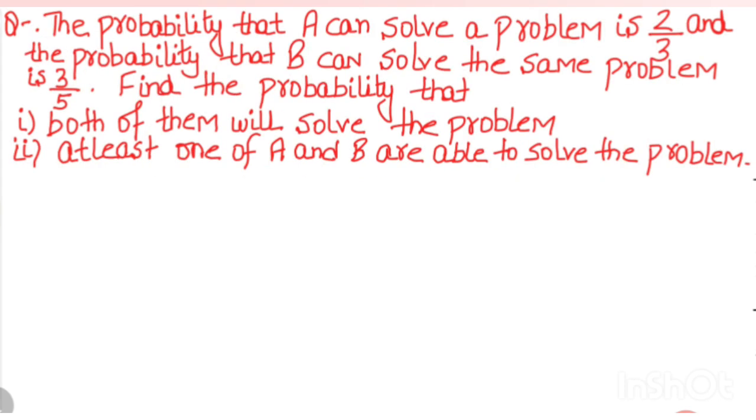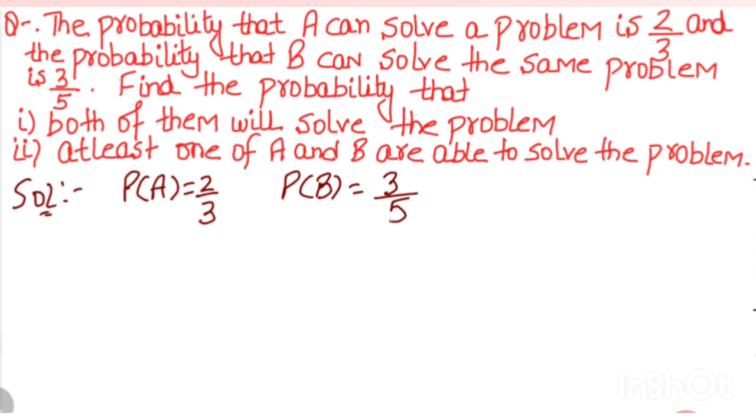Okay. Now example, the probability that A can solve a problem is 2 by 3 and that B can solve that same problem is 3 by 5. Okay, so you are given probability of A solving a problem is 2 by 3 and probability of B solving a problem is 3 by 5. Now these two are independent events because A and B do not depend on each other. That is, it is independent of whether the other one will solve the problem or not.